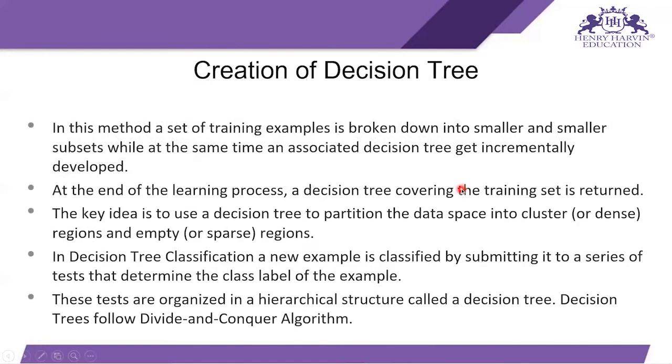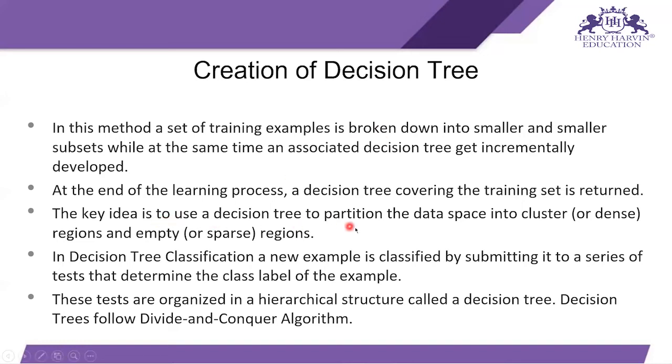Next, we go to the creation of the decision tree. In this method, a set of training examples is broken down into smaller and smaller subsets, while at the same time an associated decision tree gets incrementally developed. At the end of the learning process, a decision tree covering the data set is returned. So basically, when we have n number of training examples, they all are broken down into smaller and smaller subsets, and the associated decision tree gets incrementally developed. And at the end of the learning process, we get our model, which is a decision tree model.